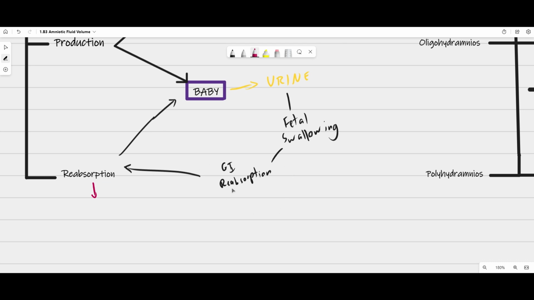Now, a couple things that are a little different to know about. The primary site is our GI tract. That's where most of it's going to be absorbed. But before 25 weeks, the primary site is the skin. So the skin is not keratinized. Most of that water is going to be absorbed through the skin before 25 weeks gestation. After that, though, it's going to be mostly absorbed through the GI tract.